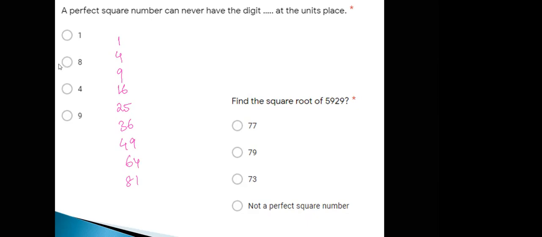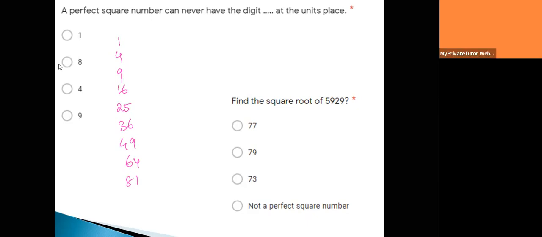Yes, you're right. See, 1 comes at 1 square or 9 square, and we have a 4 at many places, we have it at 8 square. 9 obviously comes, right? 3 square, 7 square, and everywhere. Okay. So who will try the next one?